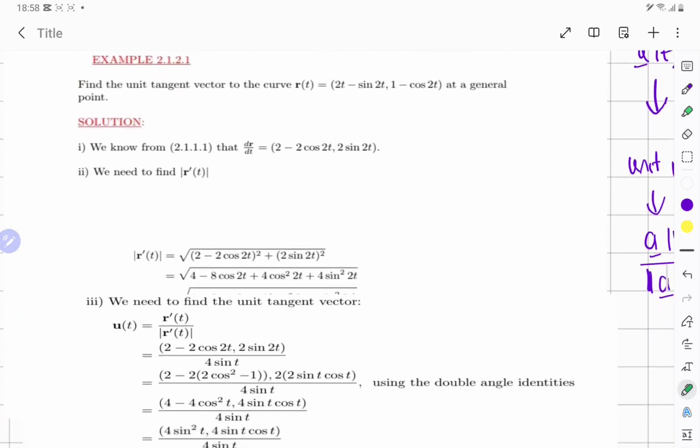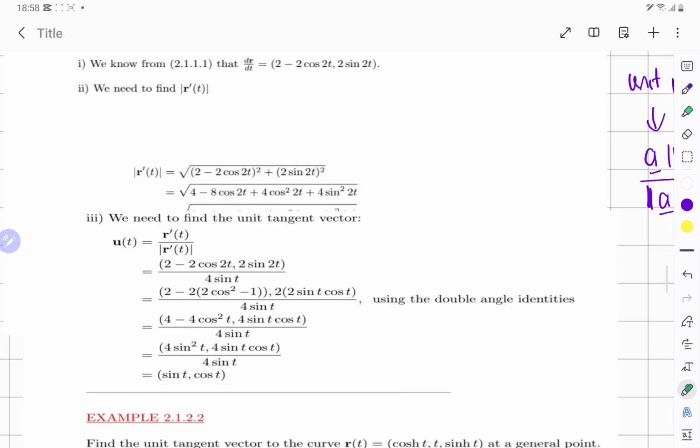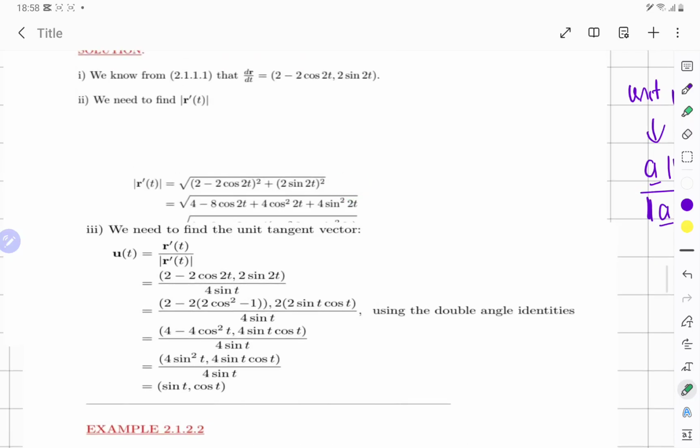So let's just look at this quickly, because before we focus on the important ones, here they will give you the curve in vector form, and they ask you to find the unit tangent vector. But before you find the derivative, now you do the magnitude of the derivative.